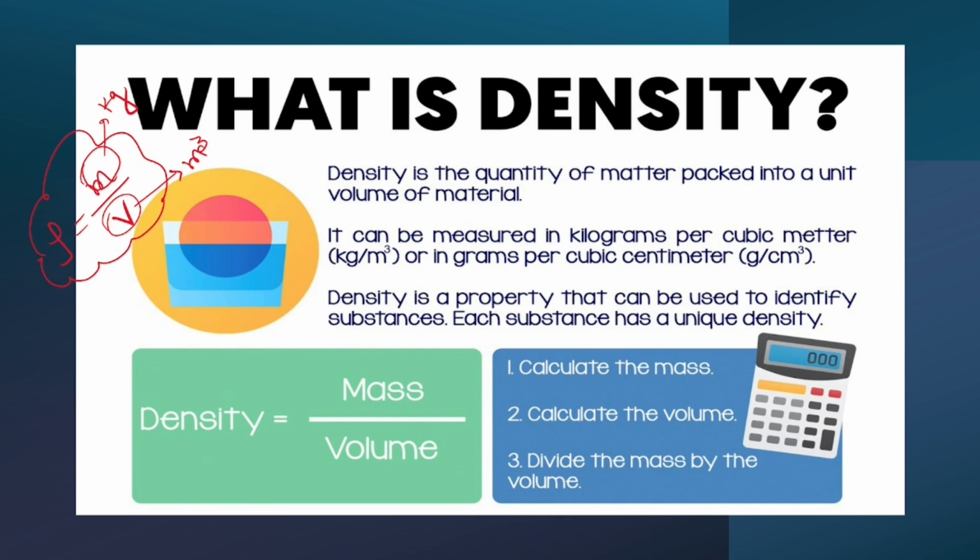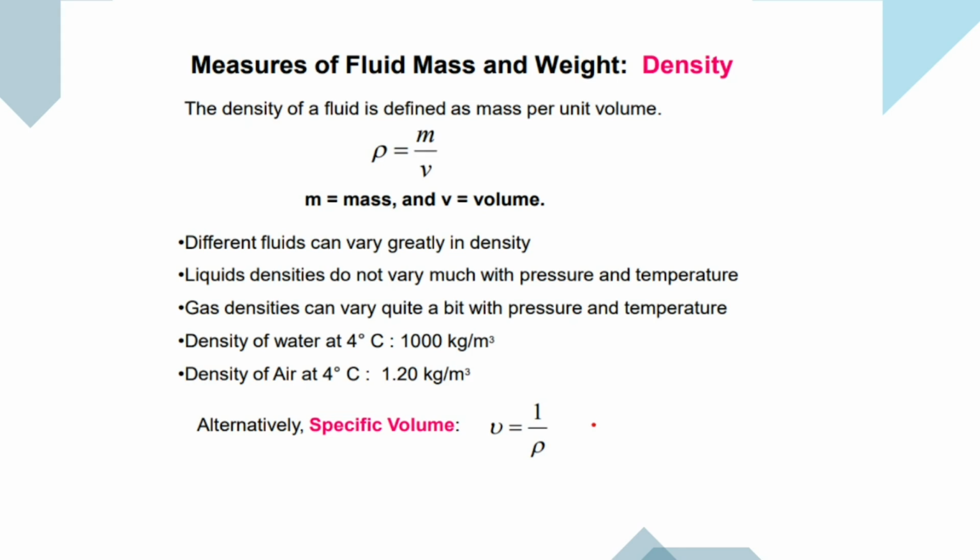Now I want to talk a little more. What is the density of water? This is my question to you. I know that 99% of students answer 1000 kg per cubic meter. But at what condition? At 4 degrees Celsius. And the density of air at 4 degrees Celsius is 1.20. This is very important: you need to mention the temperature. I have written some other points as well.